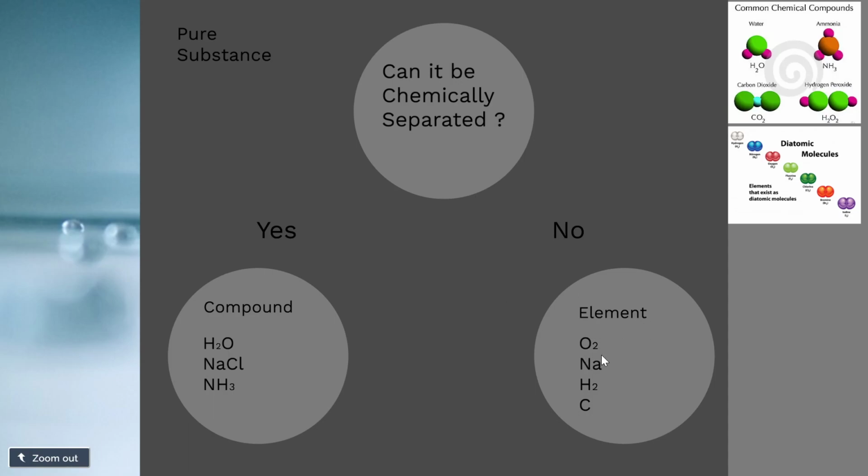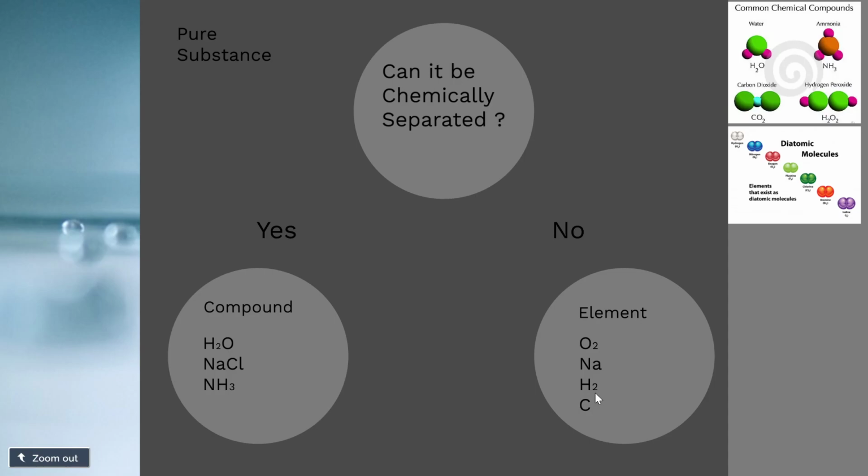Okay, so examples of elements that you guys have heard of are oxygen, sodium is another element, hydrogen is another element, and carbon is another element. Now, of these elements, there are 7 that I want you to take special note of that we're going to be using fairly frequently throughout the year. And these 7 always have a pair.